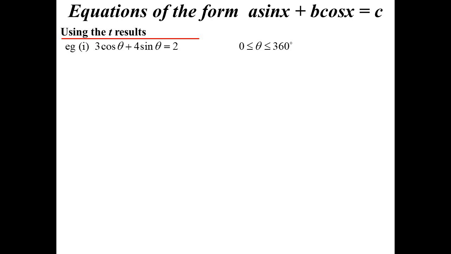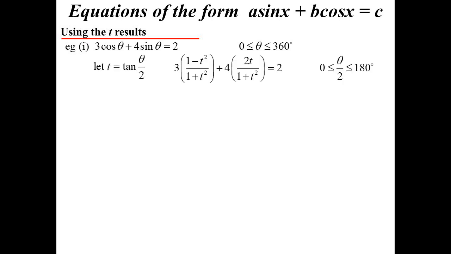There is another way of approaching these types, and this is to turn it from trig to pronumerals. Or probably more correct to say polynomial. Actually, it turns out to be a quadratic. If we use t results to solve the equation instead, same equation, but now I'm going to let t equal tan theta on 2.